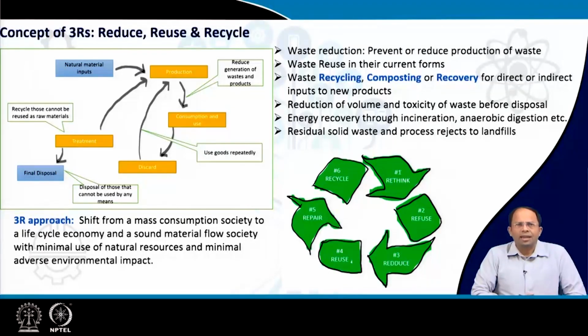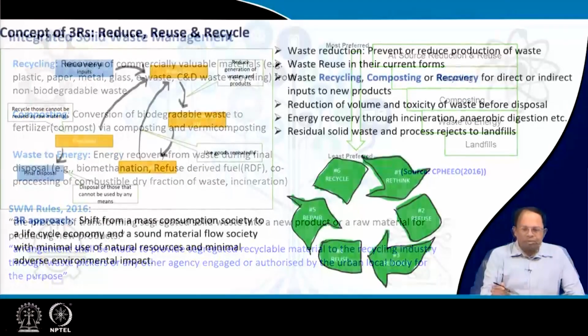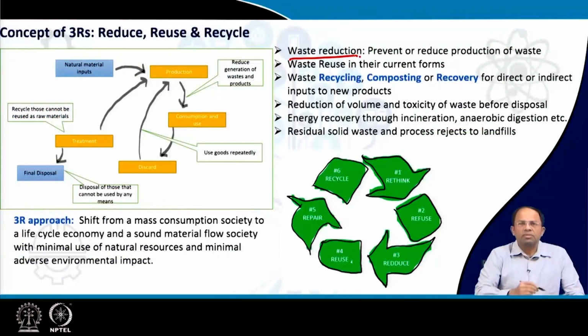So we have already learnt about the concept of 3 R's, where we talk about initially reduction of waste and then eventually reuse and recycle of waste. So first, of course, is the process of waste reduction, where we want to generate less waste in the first place, and we want to prevent or reduce production in the first place. So that's the first stage of it.